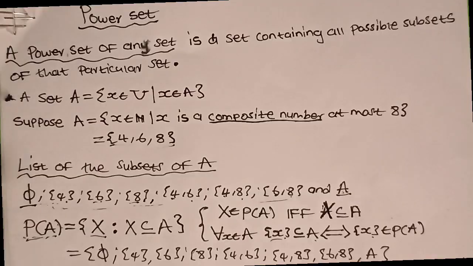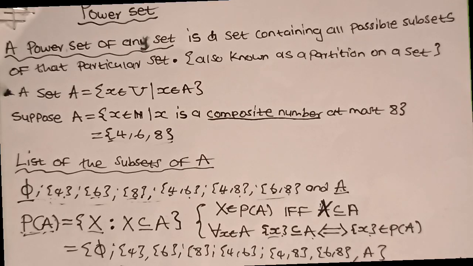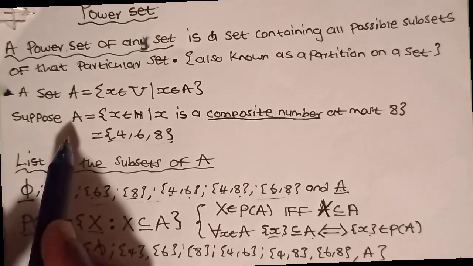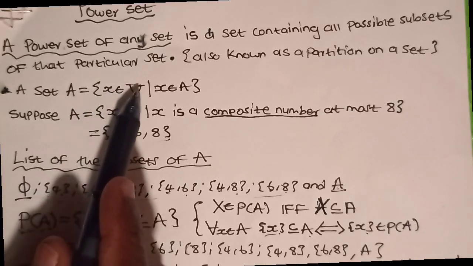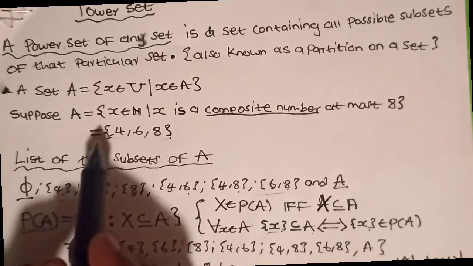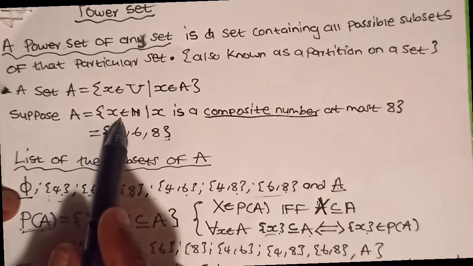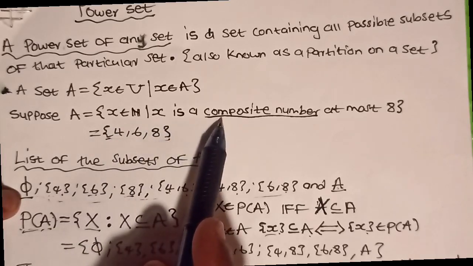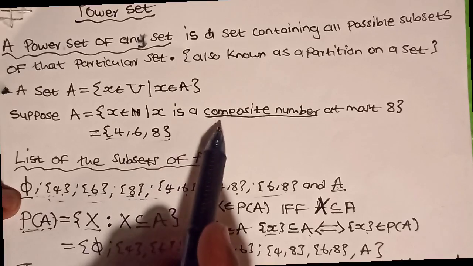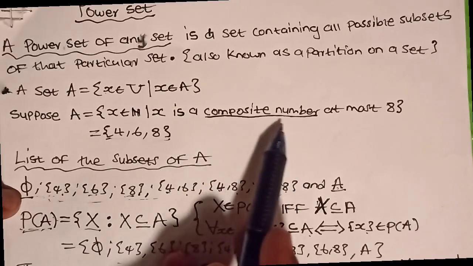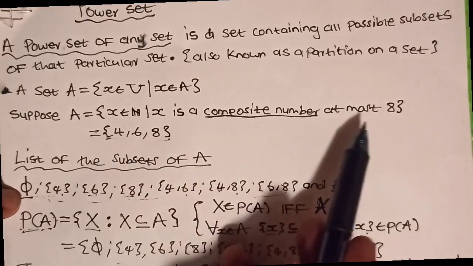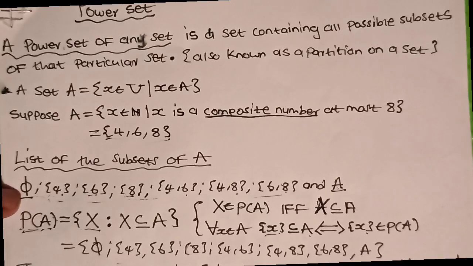Now, a power set of any set, if I may recall, we define it as a set containing all possible subsets of that particular set. It's also known as a partition of a set. So returning to the example before, remember, set A is denoted by X, an element of the universal set, such that X is in A. So suppose a set A is defined by X, an element of the natural numbers, such that X is a composite number at most 8. You know a composite number is any number that can be expressed as a product of two smaller integers. And at most 8 means less than or equal to 8.